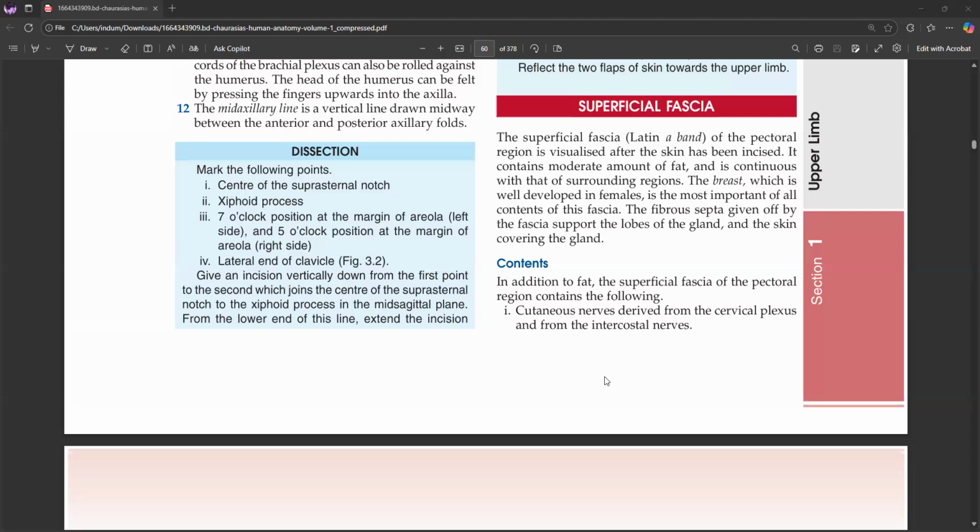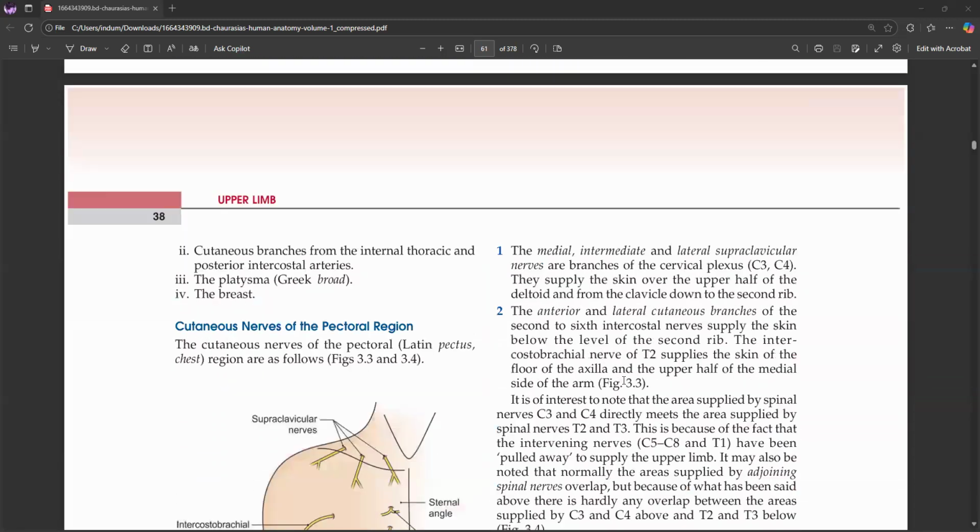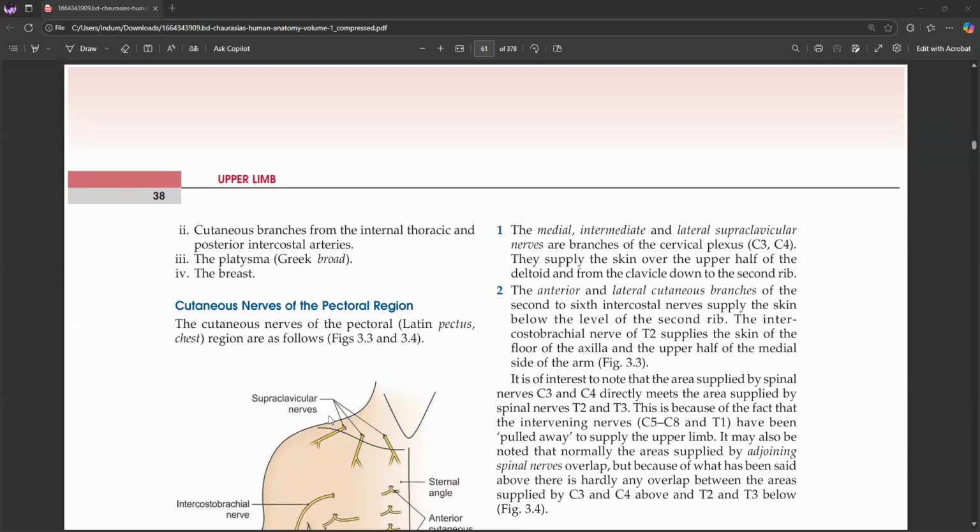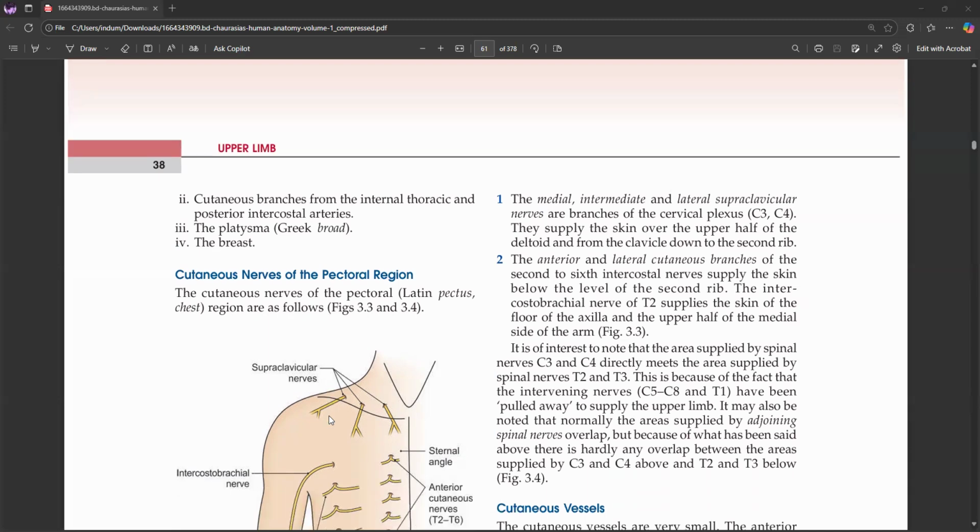Contents. In addition to fat, the superficial fascia of the pectoral region contains the following. Number 1. Cutaneous nerves derived from the cervical plexus and from the intercostal nerves. Number 2. Cutaneous branches from the internal thoracic and posterior intercostal arteries. Number 3. The platysma. Number 4. The breast.